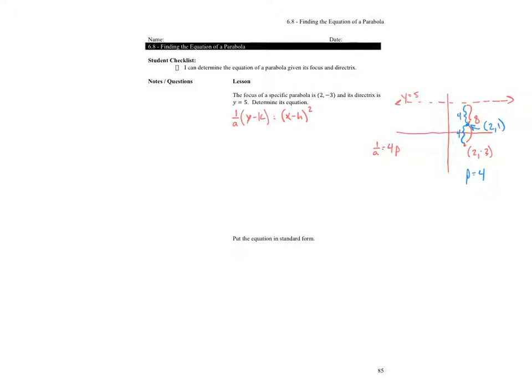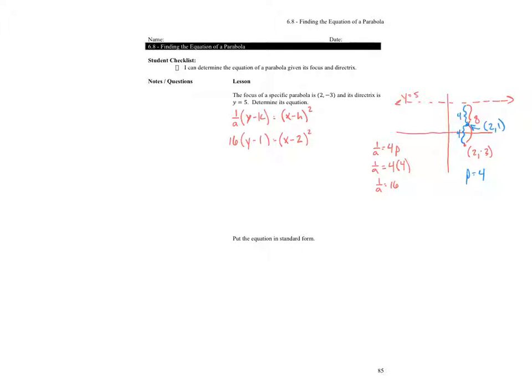And I could come back to this equation and say, all right, I got to figure out what 1/a is, because I need to plug in something for 1/a. So that's going to be 4 times, well, p is 4, so then 1/a equals 16. So I can start this thing off by saying 16 times y minus something and x minus something squared. Well, my vertex is the point 2, 1, where 2 is my x-coordinate, and 1 is my y-coordinate. And you would think we're done, but we're not quite done.